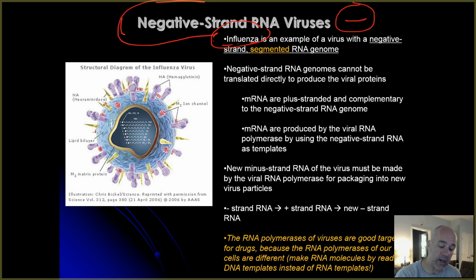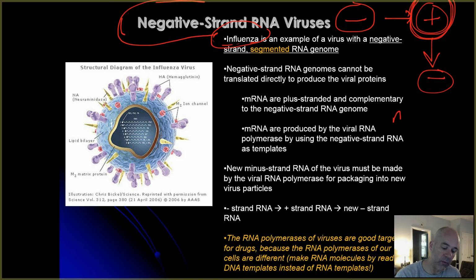Which means when it replicates, you got to go from minus to plus and then make new minus strands, like we talked about before. Also, the plus strands are the ones that the host cell will see as mRNA, so you've got to make those as well.